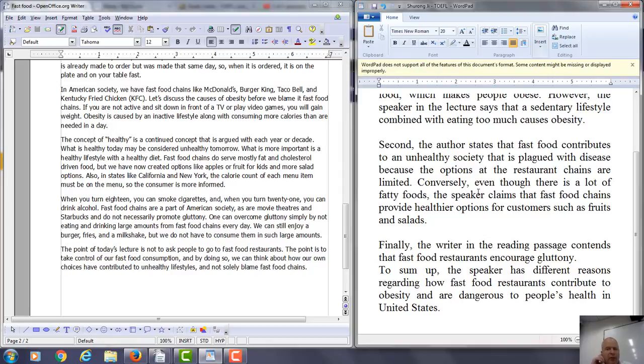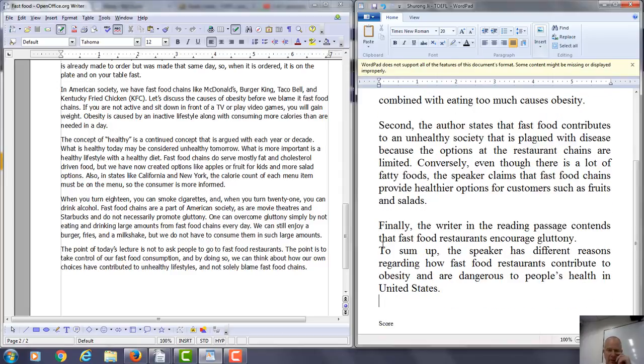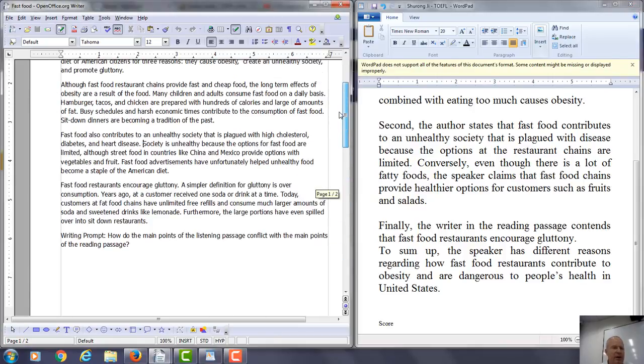You might say, even though there is a lot of fatty foods, the speaker claims that fast food chains provide healthier options for customers such as fruits and salads. Okay, the last one here we got finally, and let's look at the reading point here. We have the writer contends that fast food restaurants encourage gluttony.